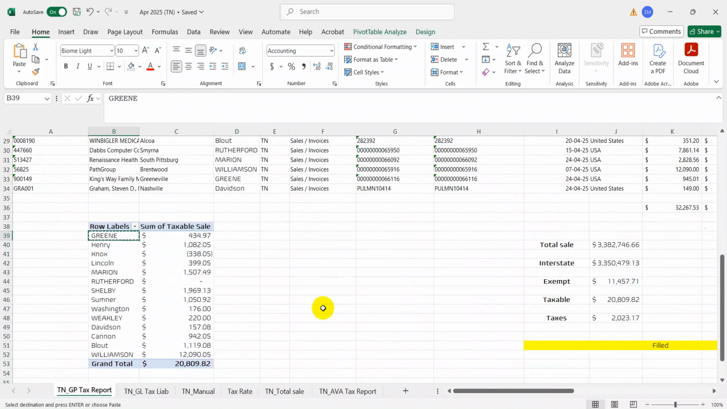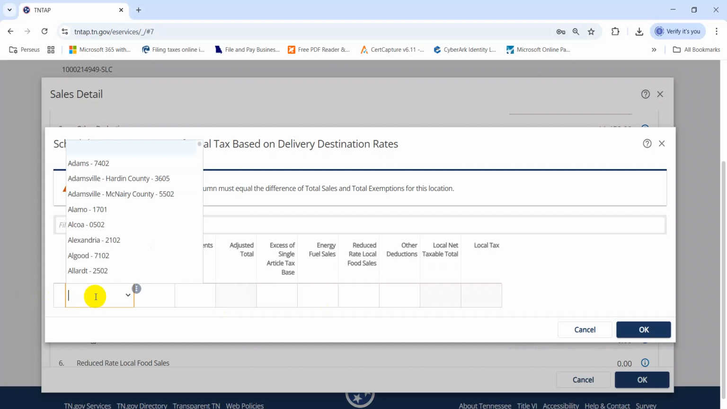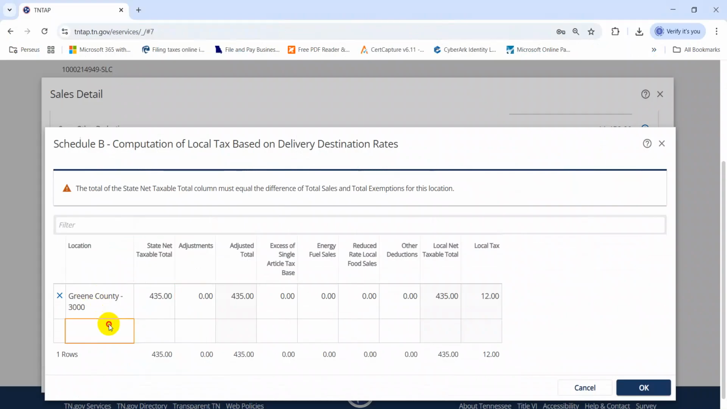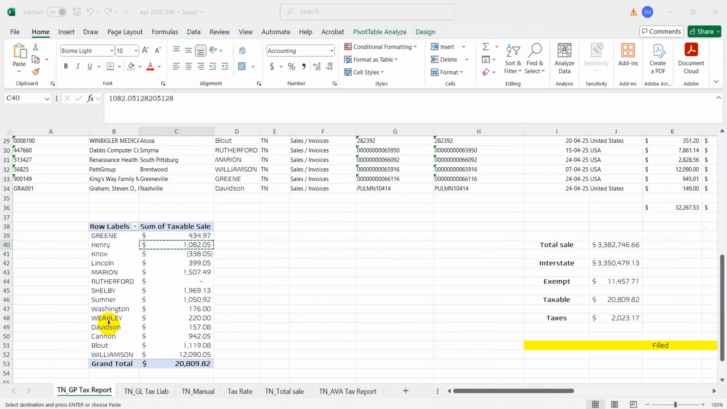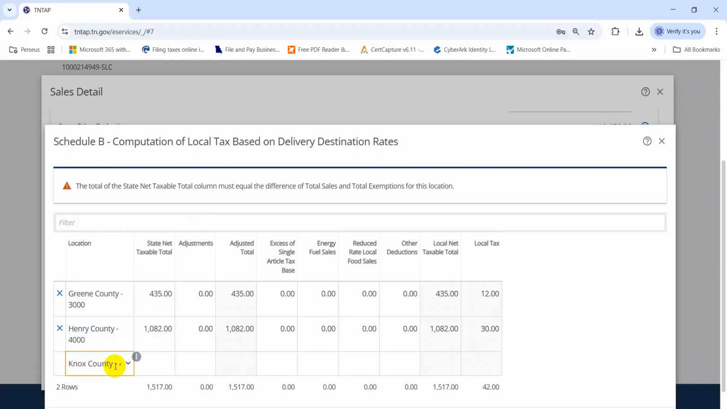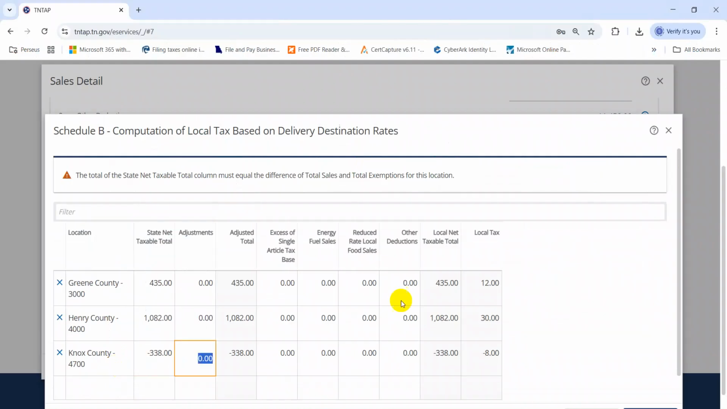So my first county is Greene County, and this is my taxable sales. Now my second is Henry County. I will put the information here. Then my third one is Knox County. I will put it here.